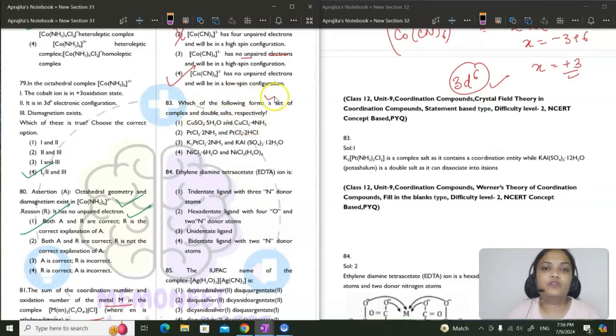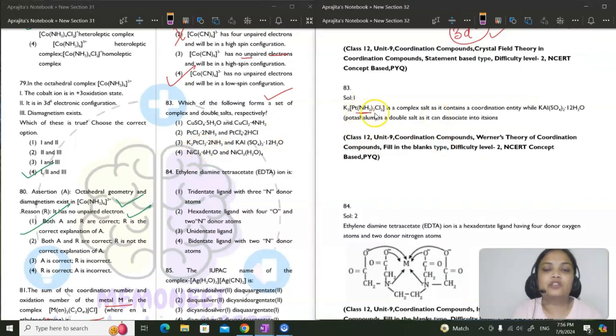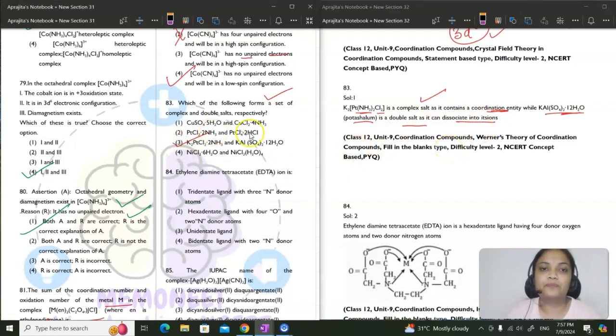Now, which of the following forms a set of complex and double salts? The first one is K2[Pt(NH3)2Cl4]. It's a complex salt because there is a coordination entity. And the next one is potash alum. It is a double salt because it can dissociate into its ions. So the answer is option number 3.